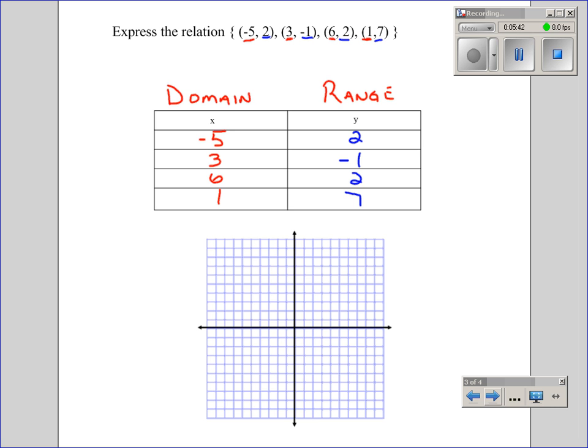Okay, now we're going to just graph our points. So our first point is -5, 2. So we go over 5 from the origin to the left, it's a negative. We go 1, 2, 3, 4, 5, up 2.